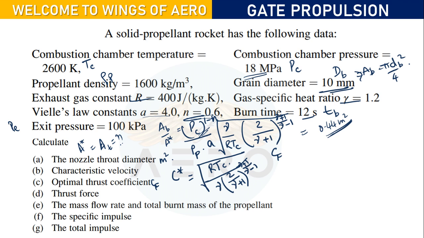Okay, so please note down this question, the given data and the formulas. This is the first formula, then C star, this is the formula. Thrust coefficient, you have to use this formula. We have AB given. See, DB is given, so from DB we can find AB, right?